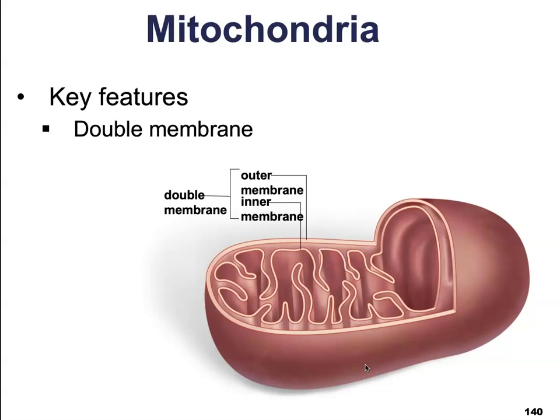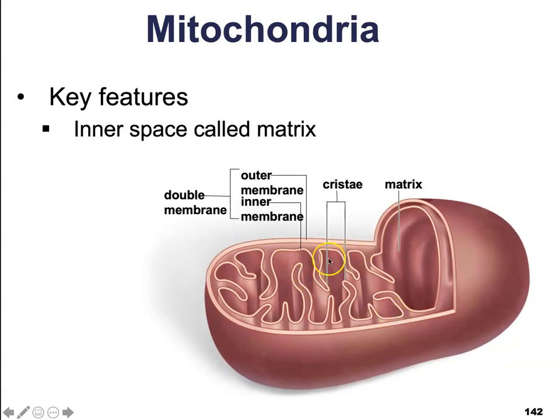Some key features: it does contain a double membrane, just like our chloroplast. The interesting thing is, here is our outside membrane, nice and smooth. The inner membrane found on the inside of the mitochondria is actually going to be folded back and forth and back and forth and back and forth. What we have is lots and lots of surface area for the jelly-like fluid inside of the mitochondria, which is called the matrix. The matrix is going to have lots and lots of exposure to these inner folds. These are called the cristae.